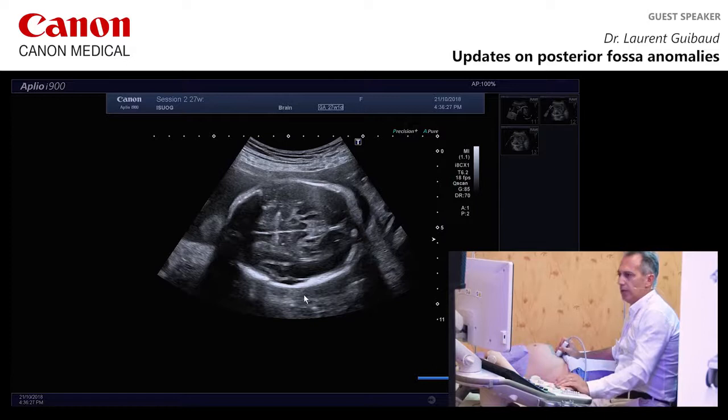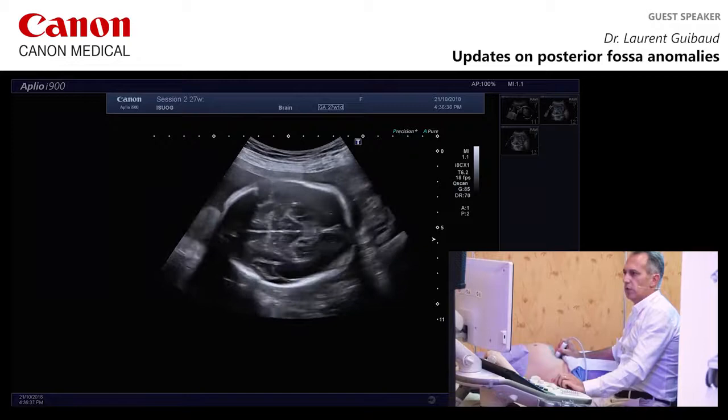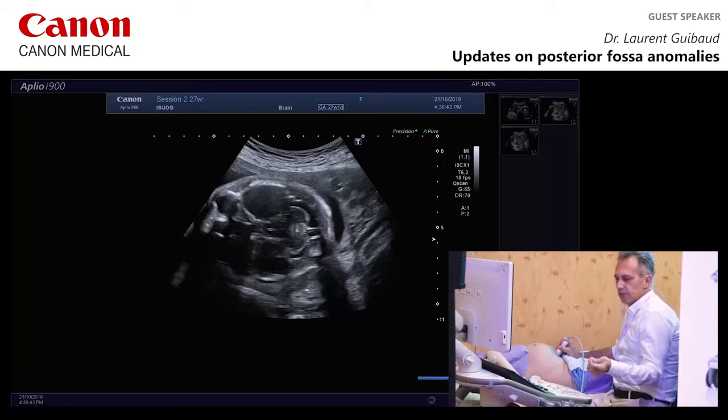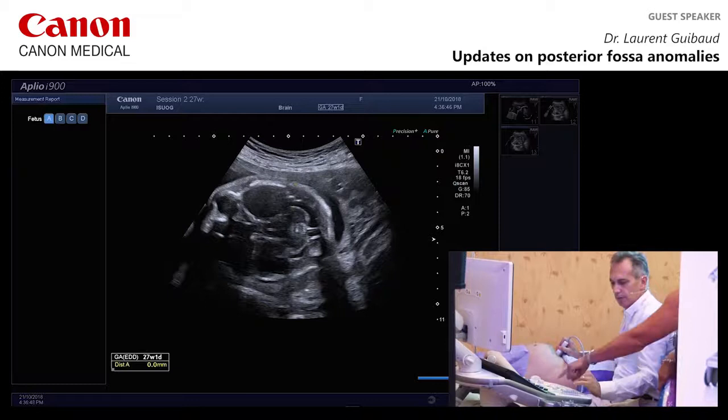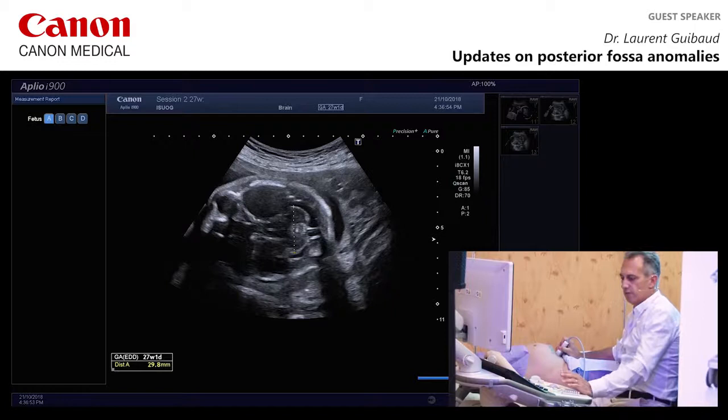In most patients, we have here the superior temporal sulcus, and this patient is close to 27. If it's 27, you can expect what the TCD should be: around 30. So if you put it here, you see, it's not far from 30. In fact, if you don't know the age of the pregnancy, the maturation of the brain gives you the indication, and here you can conclude that the patient is around 27.